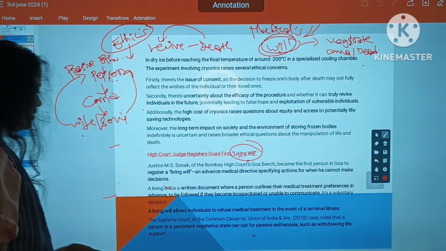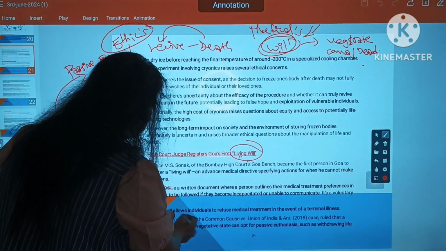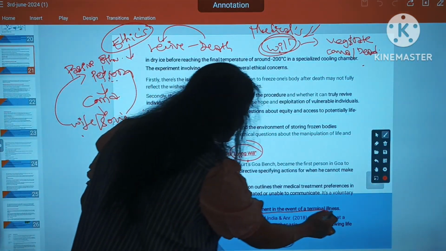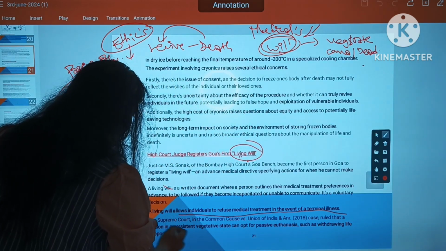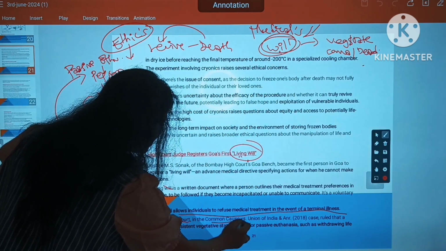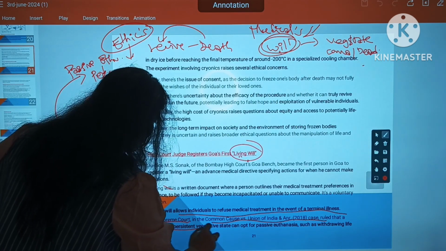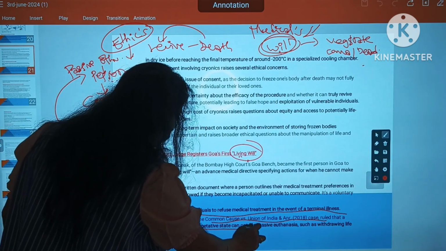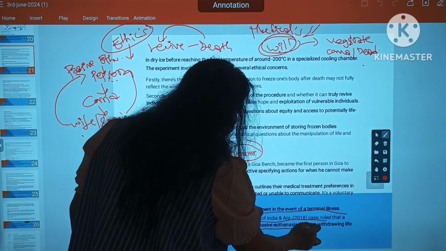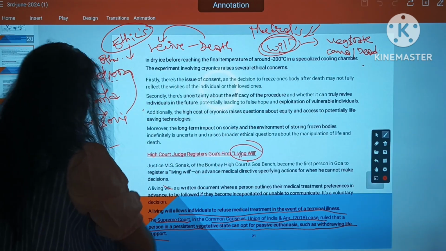That is the purpose of this will. The will allows individuals to refuse medical treatment in the event of terminal illness. The Supreme Court, in the Common Cause v. Union of India case, ruled that a person in a persistent vegetative state can opt for passive euthanasia, such as withdrawing life support.